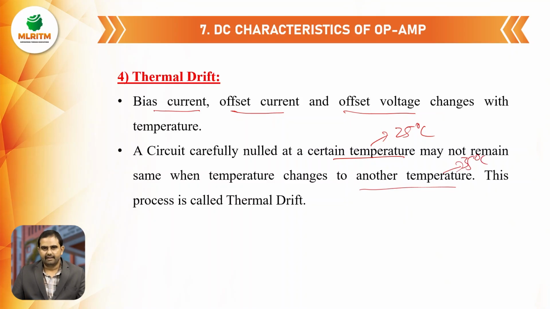What I did here is I have clearly made all the offset values 0. But the thing is, the temperature increased by some 10 degrees centigrade. That means earlier it was 25, now it has changed to 35 degrees centigrade. Here what will happen? The bias current, which till now we have made zero, the offset current and the offset voltage, all values will change, and this process is called thermal drift.